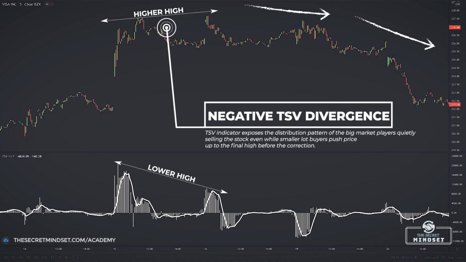In this case, the TSV indicator exposes the distribution pattern of the big market players quietly selling the stock even while smaller lot buyers push price up to the final high before the correction.